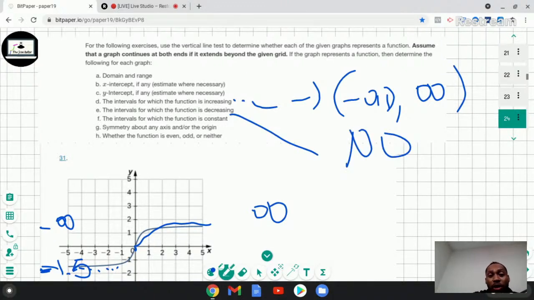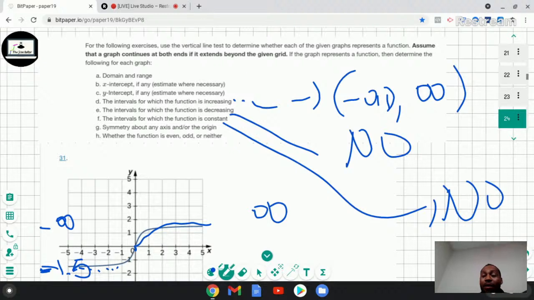And also constant, the function is not constant because we just saw that from this whole interval, from negative infinity all the way to infinity, the function keeps going up. So that means the function doesn't go down and it's not constant at all in that whole interval. So that means it's not constant. Now that knocks out questions D, E, and F, because all we found was the function is increasing from the interval of negative infinity all the way to infinity.